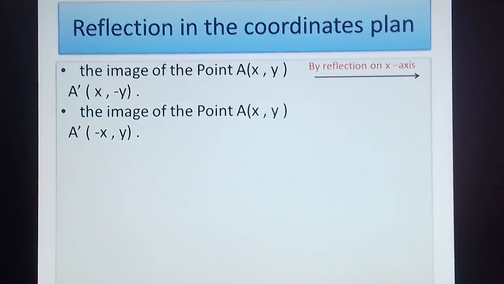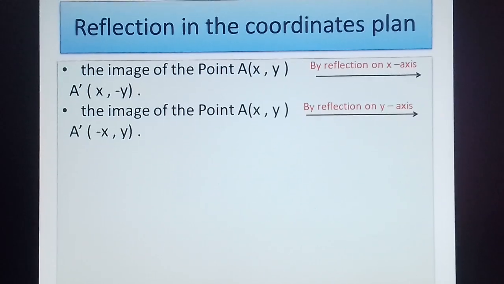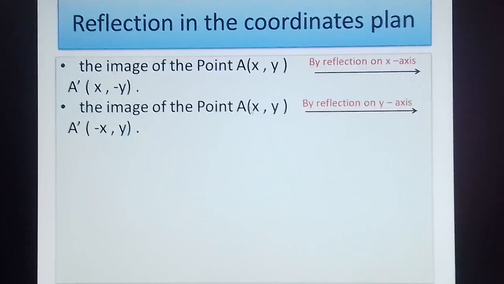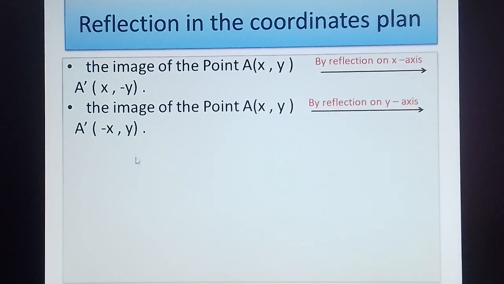But if he asks me to find the image of point A(X, Y) by reflection on the Y-axis, we change the sign of the first coordinate X, to be A dash (negative X, Y).